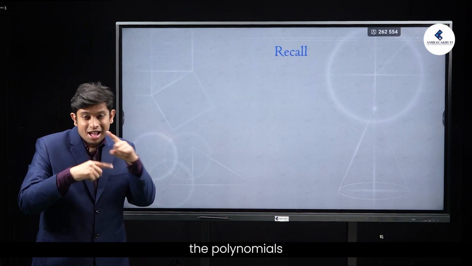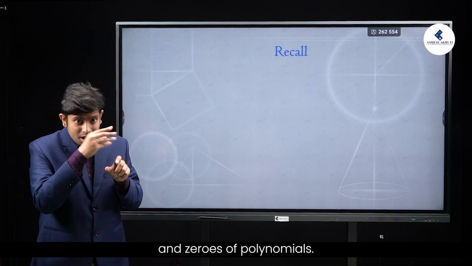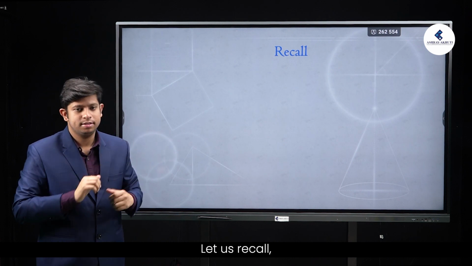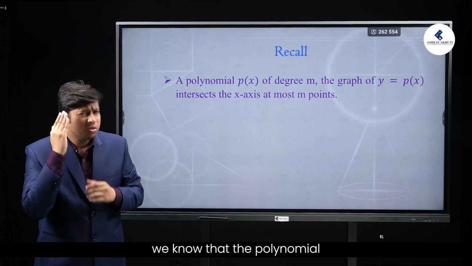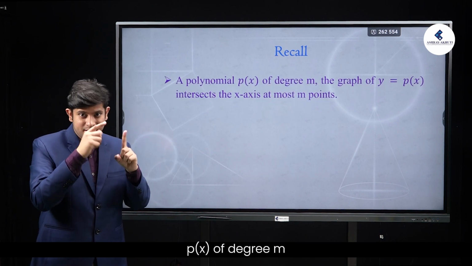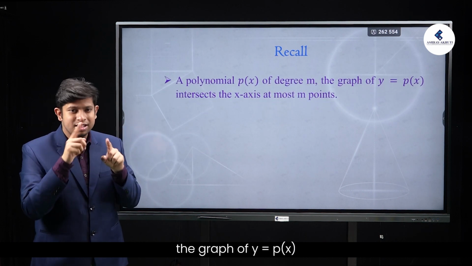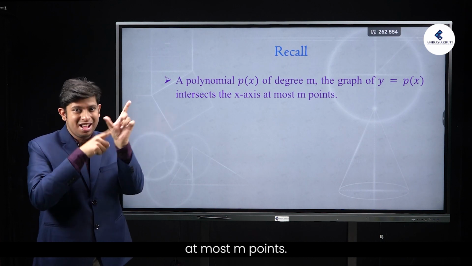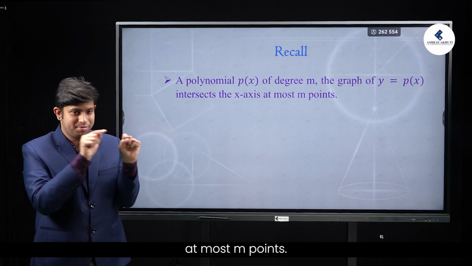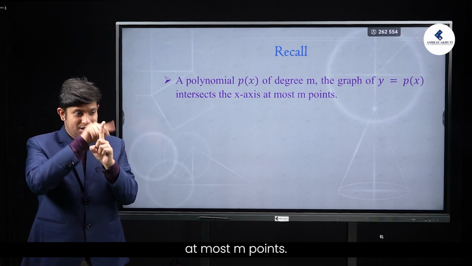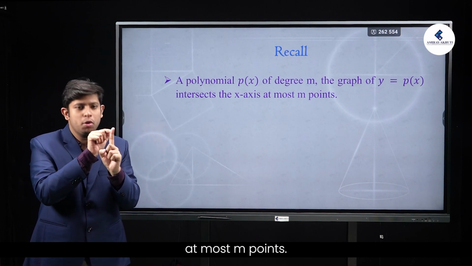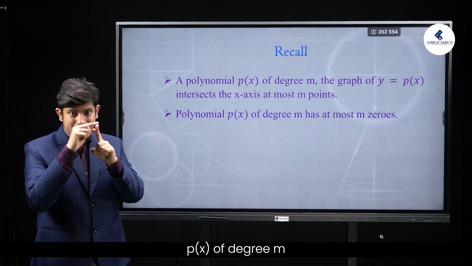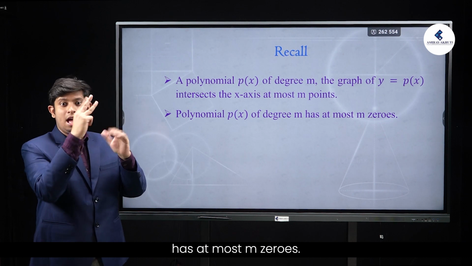We learnt about the polynomials and zeros of polynomials. Let us recall. We know that for a polynomial p of x of degree m, the graph of y is equal to p of x intersects the x-axis at most m points. Therefore, a polynomial p of x of degree m has at most m zeros.